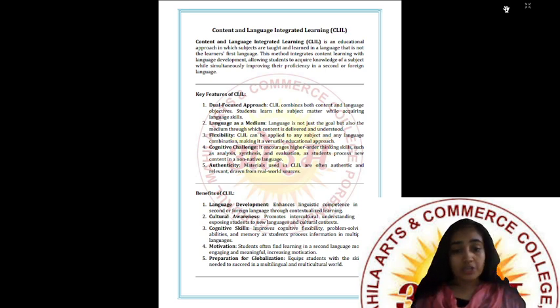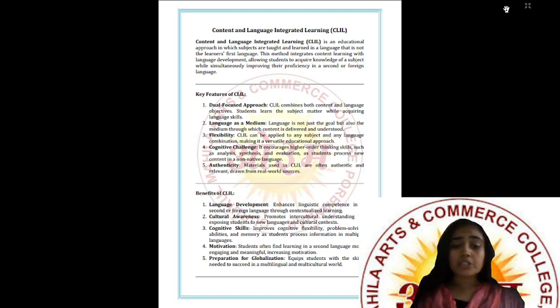Fourth one is motivation. Students often find learning in a second language more engaging and meaningful, increasing motivation. It will increase your motivation too, and you will become more engaged. Why? Because say the content is new, and even the language is new. So if you want to learn, you will pay much more attention, right? So it will motivate you.